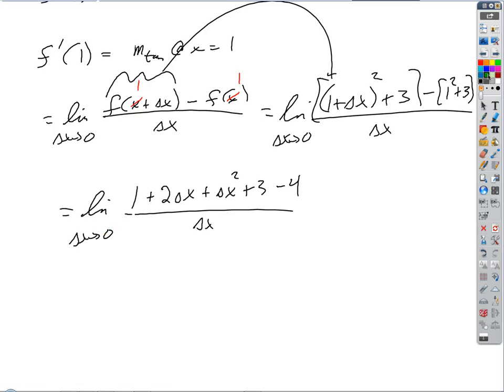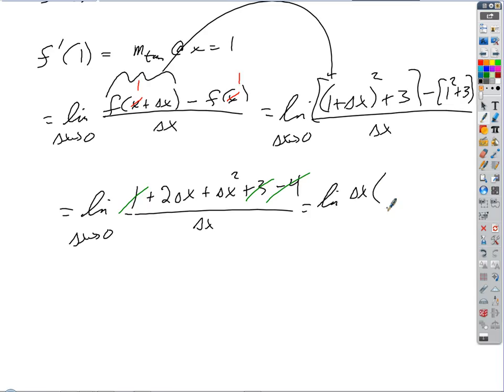Let's see if we can cancel anything horizontally. Does anything add to 0 here? Well, 1 plus 3 is 4, minus 4. Okay, so all the naked terms go away, right? Every term we're left with has at least one factor of delta x in it, right? So what can I do to all those terms right there? Factor out a delta x.